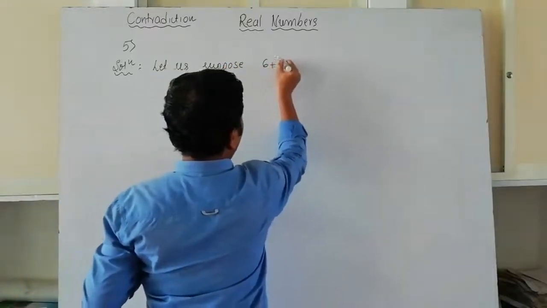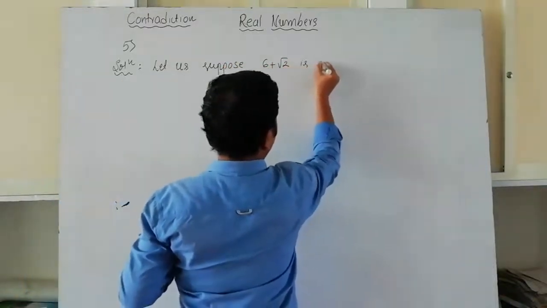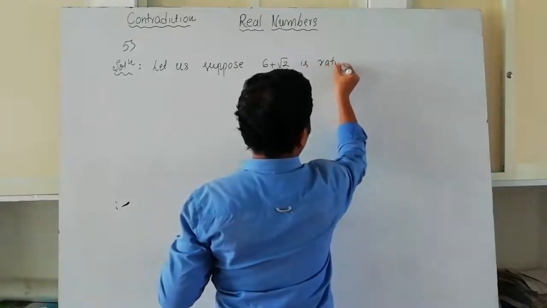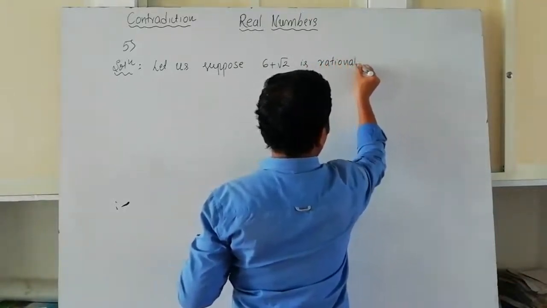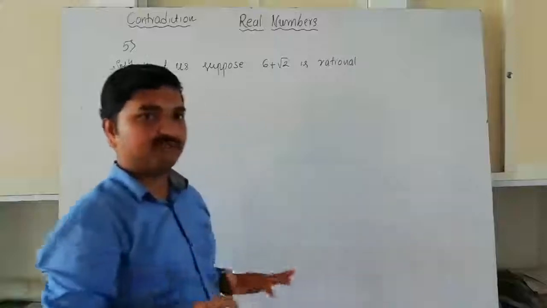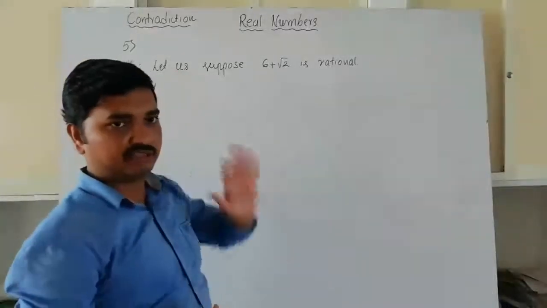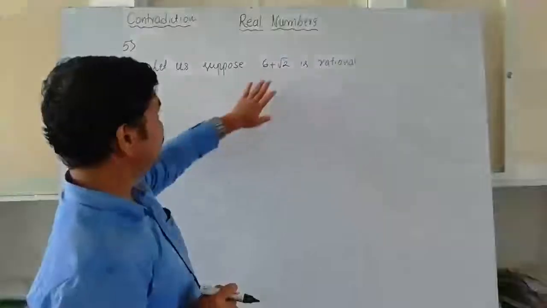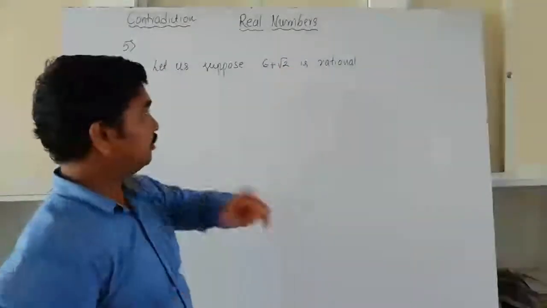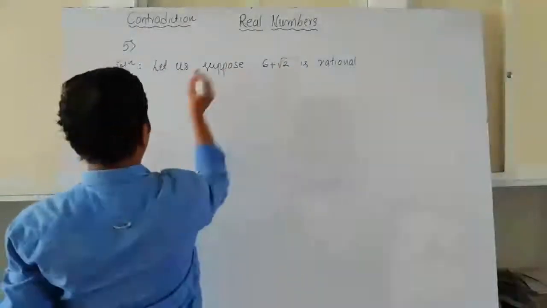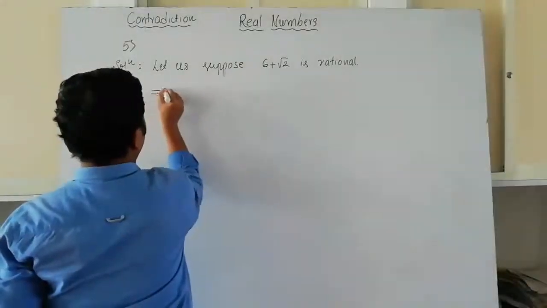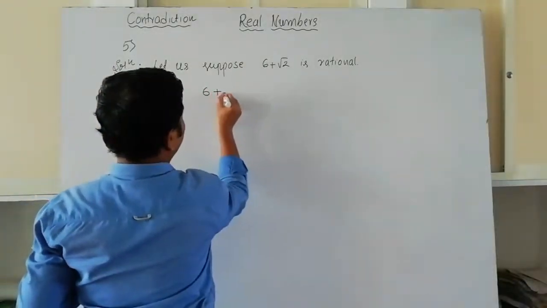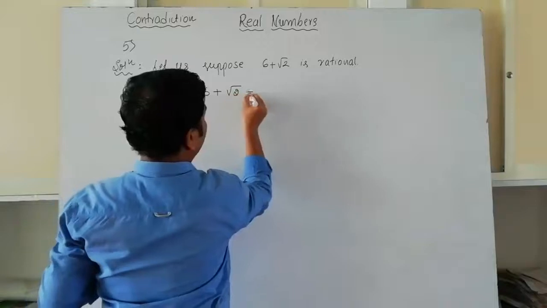6 plus root 2 is rational. This is opposite to the given statement. My assumption is always opposite to the given statement. He is saying prove this one as irrational, but I am going to assume it is a rational number. So when it is rational, you can write it like this. This implies 6 plus root 2 is equal to A.